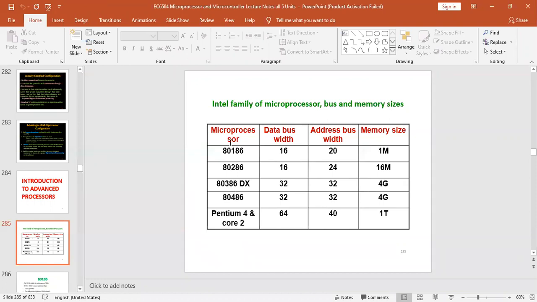So for 80186, the data lines is of 16 bits. Address lines is of 20 bits. And the memory capacity of this 80186 is 1 MB. How we are going to calculate this memory capacity? How is it possible to find this memory capacity? Can anyone answer this question?